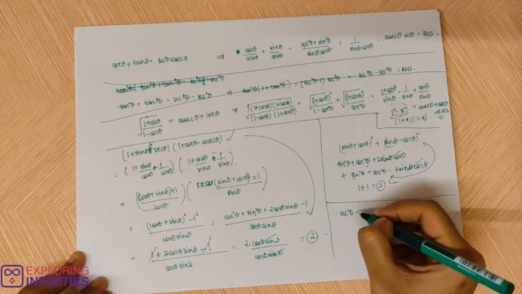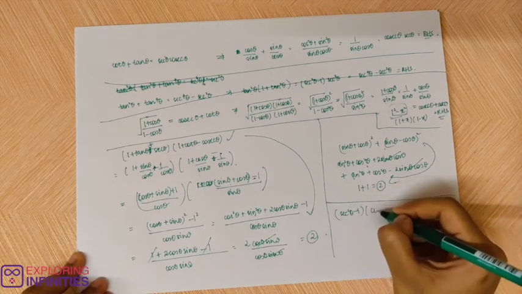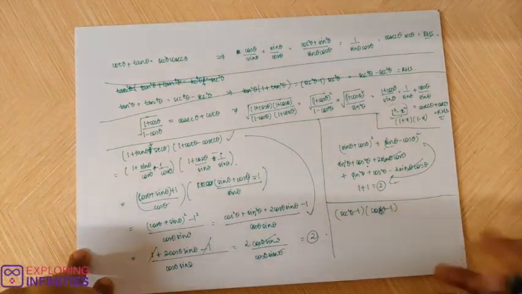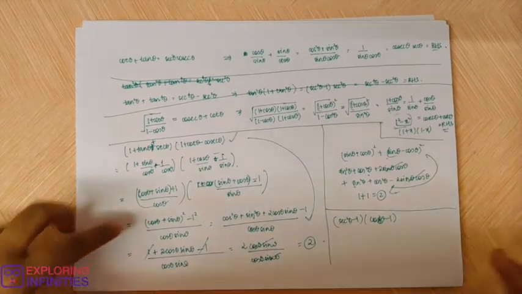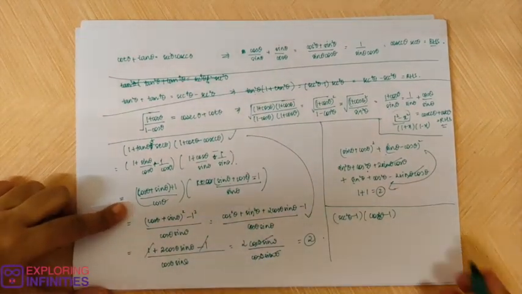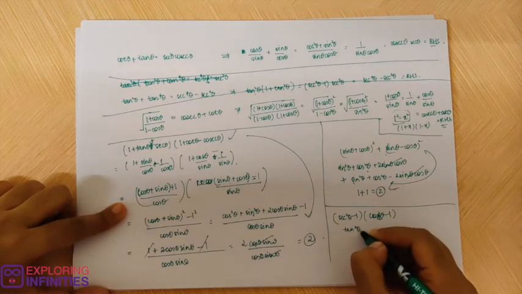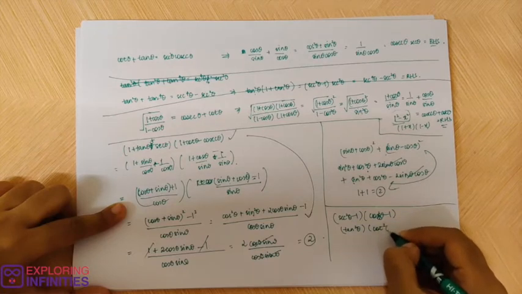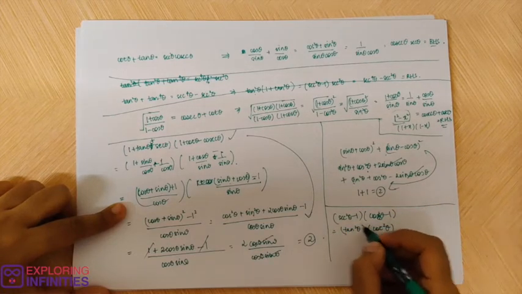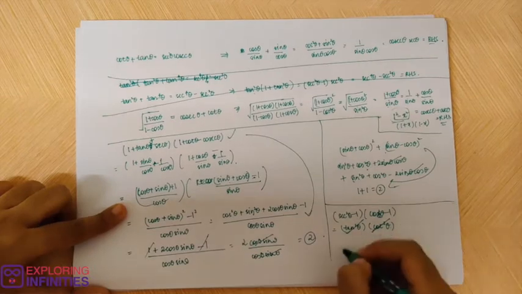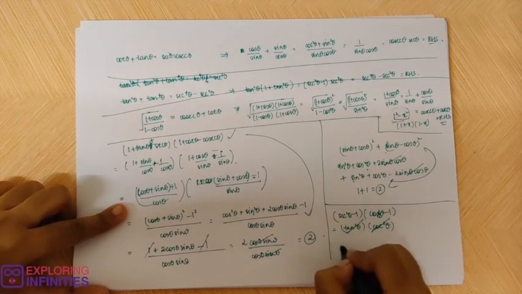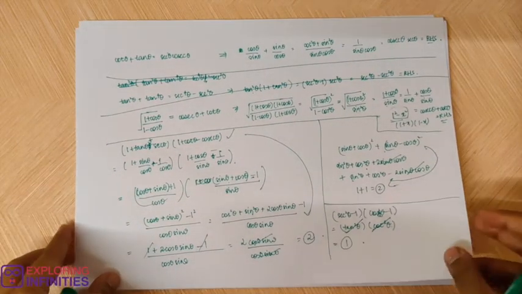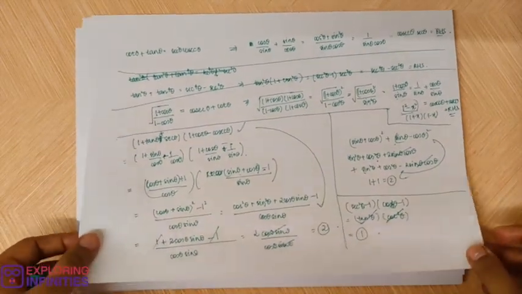Secant square theta minus 1 into cosecant square theta minus 1. So what will the value of this be? Secant square theta minus 1 is tan square theta, and cosecant square theta minus 1 is cot square theta. So this will be tan square theta into cot square theta, right? Obviously they'll get cancelled. Tan and cot, we've already discussed this. So the value of that will be 1, right? So this is how you solve any question that comes to you.